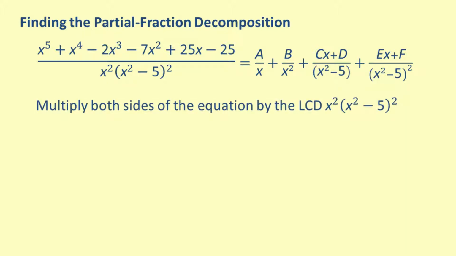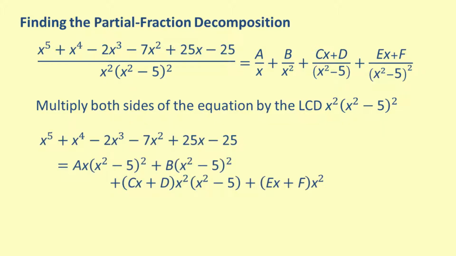Start by multiplying both sides of the equation by the lowest common denominator of x squared times the quantity x squared minus 5 squared. When we multiply both sides of the equation by the lowest common denominator, it cancels the denominator on the left side of the equation. However, we need to be cautious on the right side of the equation, as only certain factors are canceled as we distribute the lowest common denominator.